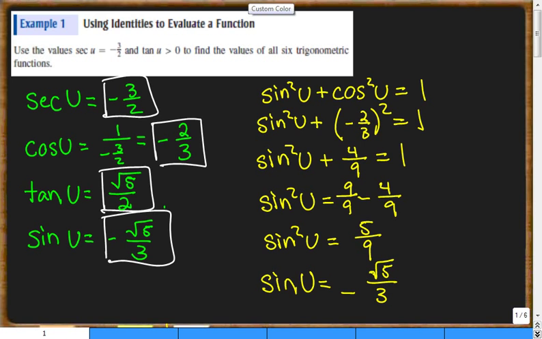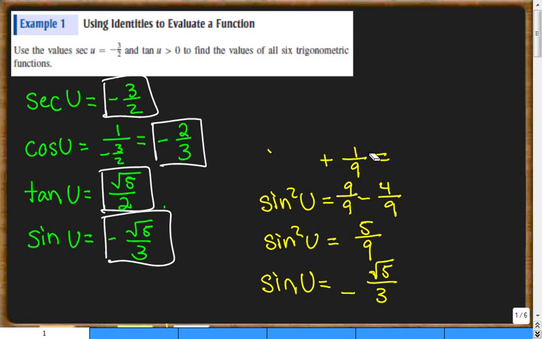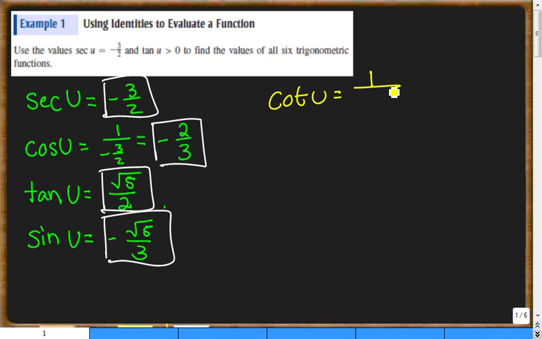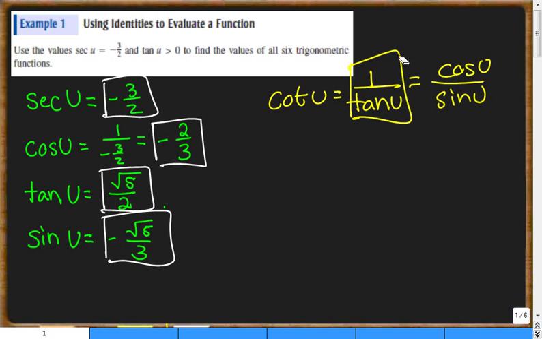And then we need to find our cotangent and also our cosecant. Those will be a little bit easier to find now that we have all these others. So the cotangent of u is the same as 1 over the tangent of u, or you can think of it as the cosine of u over the sine of u. It'll be a little easier for us to deal with this definition here to start because we already know what tangent is.